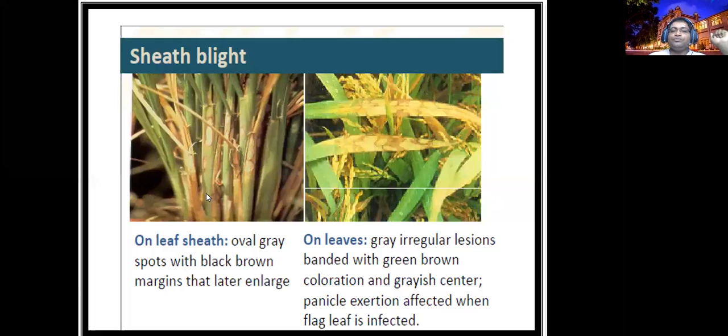You can easily identify or differentiate this in the sheath by the blackish brown margins near the water lines, and in the leaves by the irregular lesions that coalesce and dry off. The gray center is a typical identification characteristic, unlike brown spot. In narrow brown spot also, you cannot expect this gray center. Only in another disease, Pyricularia or rice blast, can you expect a gray center, but the lesion shape is spindle in rice blast. In sheath blight the shape is irregular, but the gray patch center you can expect.